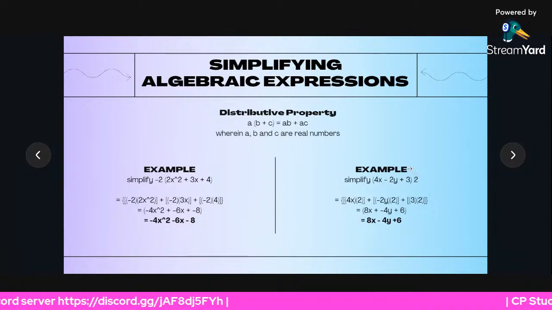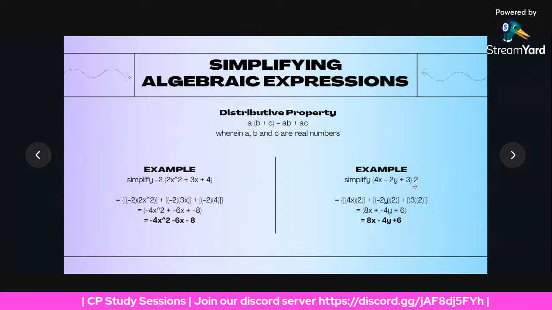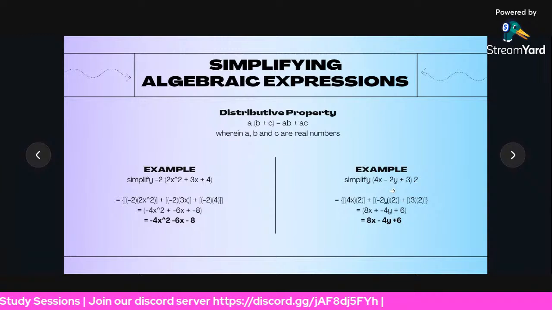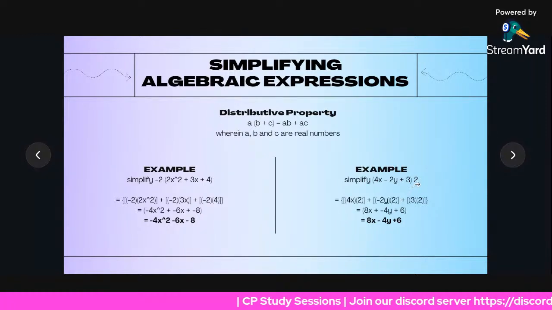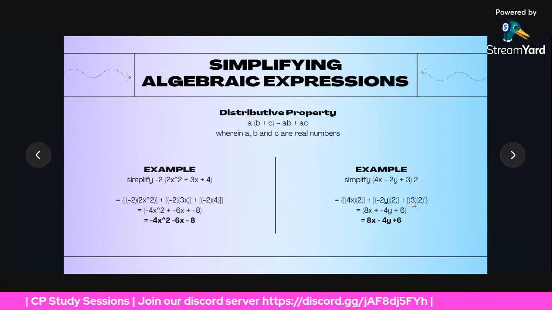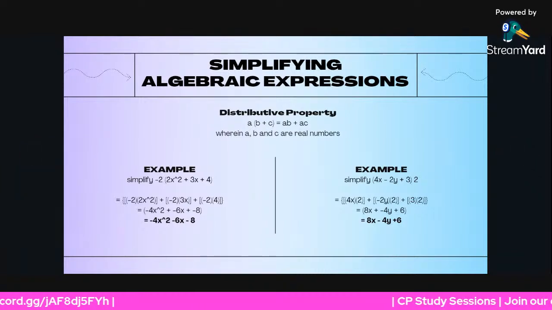So, 2, i-distribute natin sa first term, which is 4x. Kaya, naging 4x times 2. Then, next, 2, i-distribute sa second term mo. Kaya, naging negative 2y times 2. Then, yung last term, yung 2, i-distribute natin sa last term. Then, ang kinalabasan is 3 times 2.